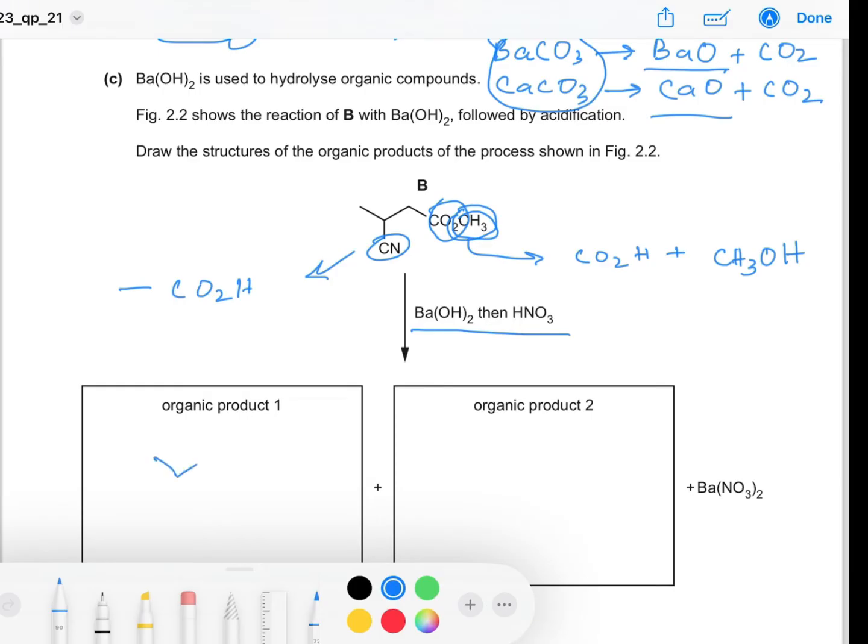Okay, so you end up with an organic product which contains 2 acid groups, one due to the hydrolysis of cyanide and the other due to hydrolysis of the ester, and then you also end up with an alcohol from the ester.